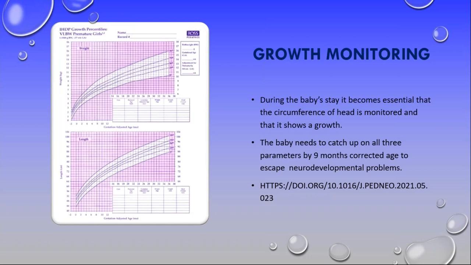It's important. Very often, the head will grow, as I said, at its normal pace, but the length and the weight will lag. That can happen. We must just keep an eye on it. The baby needs to catch up all three parameters by 9 months corrected to escape neurodevelopmental problems. That brain tissue needs to grow, and it needs feed and food to grow.